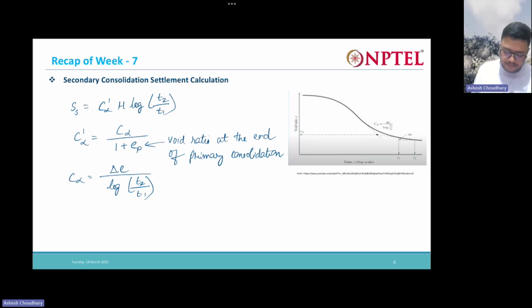So for that, how do we do it? Settlement equals C alpha prime times H log t2 by t1, and you can see what t2 and t1 are from here, right? So this is how we calculate. Now, what is C alpha prime? C alpha prime is related to C alpha with this relation. Then what is ep? ep is the void ratio at the end of primary consolidation. And you can see what C alpha is. Everything is depicted here clearly, so you can easily calculate the secondary consolidation settlement using this procedure.